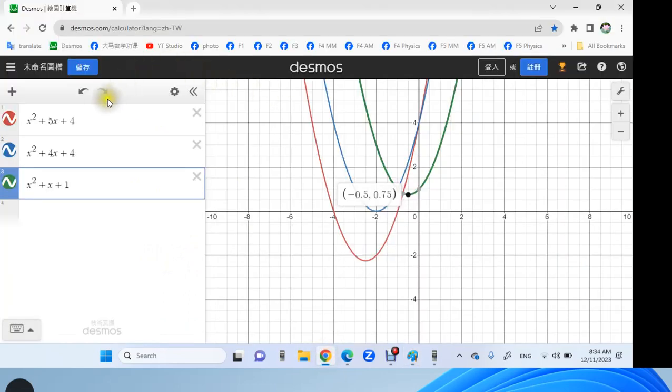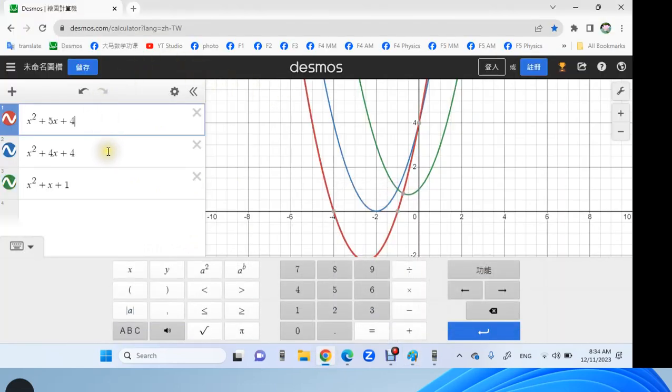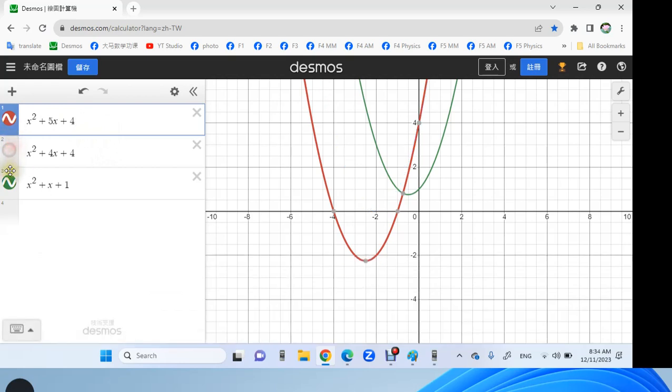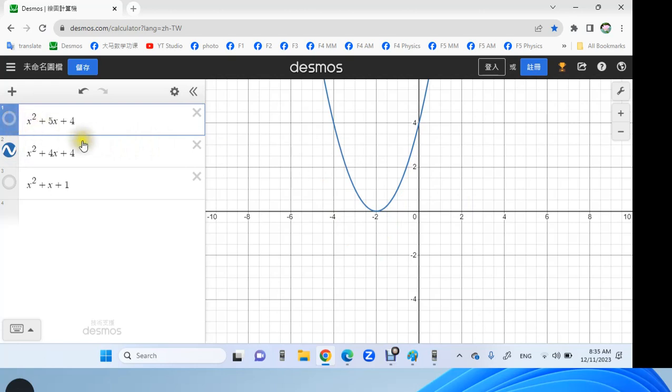So when we plot the graph, I use Desmos to plot the graph. We can see that for x squared plus 5x plus 4, the -4 and the -1 are actually the roots. What is a root? Root is the x-intercept. That is where the graph touches the x-axis. So for the second case, the -2 is the root.